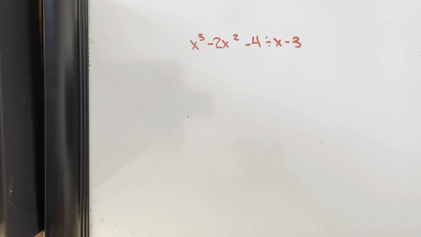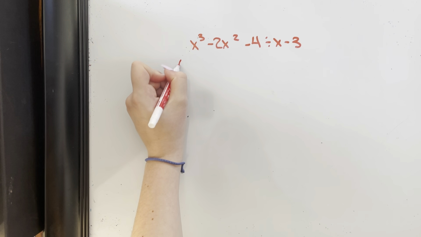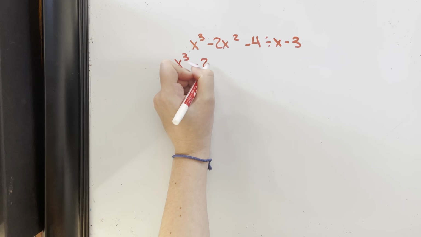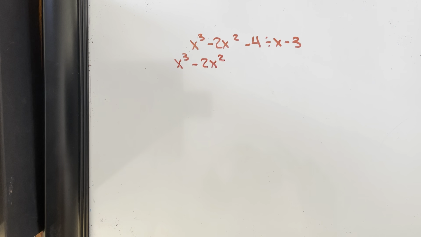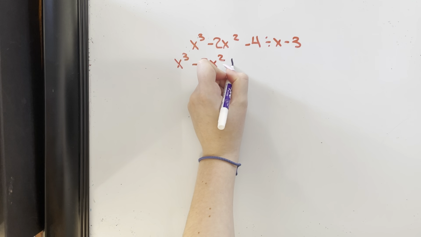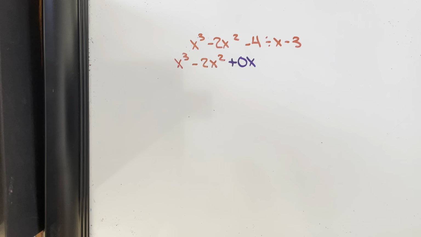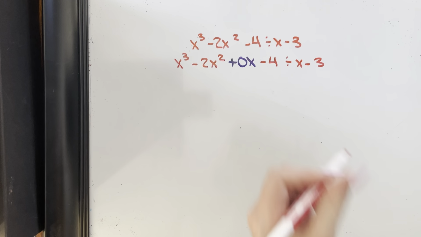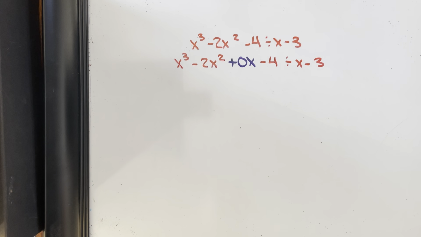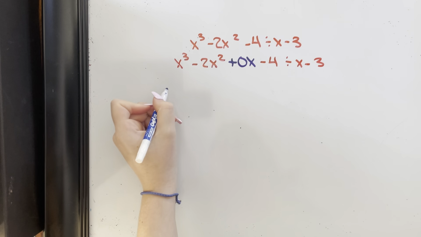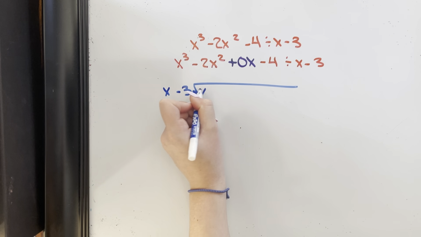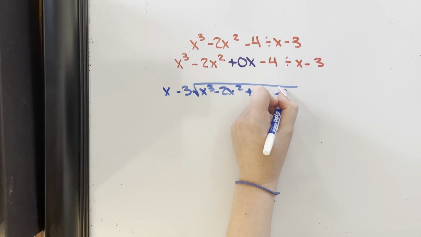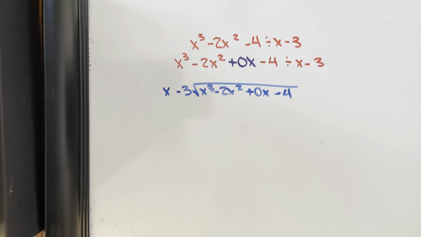So the new question would look like this: x cubed minus 2x squared, and then we are going to add a 0x, then minus 4 divided by x minus 3. And now we're going to rewrite the question exactly like we did the last one. We're going to use the same steps from last time.